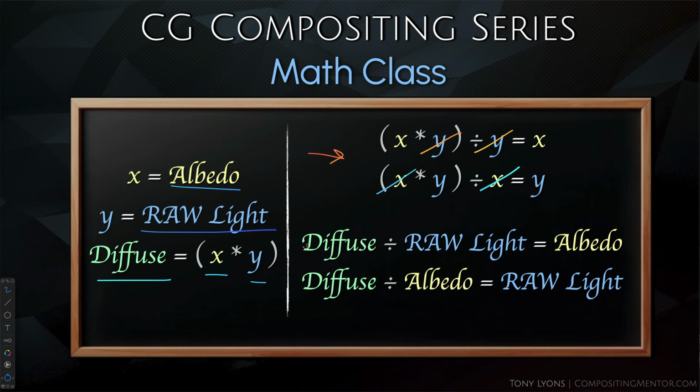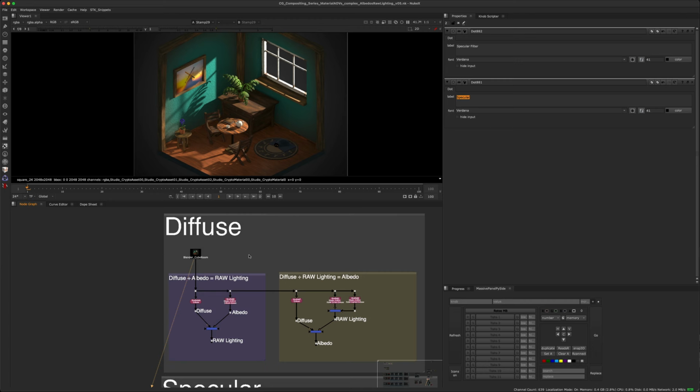So if we look at the full equation here, we have the diffuse pass, which is both of them combined. So diffuse divided by raw lighting, then we cancel out the raw lighting and all we're left with is the albedo pass. And the opposite of that would be diffuse divided by albedo, and then we get only our raw lighting pass. Okay, we've survived the math class example, so let's jump into Nuke and break this down and show an example of what we were just talking about.